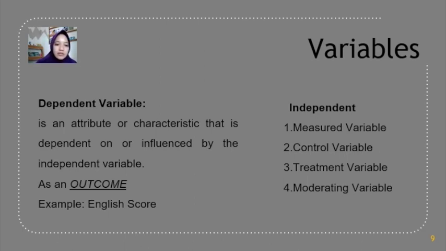A dependent variable is an attribute that can be influenced by the independent variables. As I said before, it is an outcome, and the example is English score, something that we want to give treatment. For example, the students will get a different English score maybe after the treatment, and the independent variables will be measured, control, treatment, and moderating. And the independent variables after this.